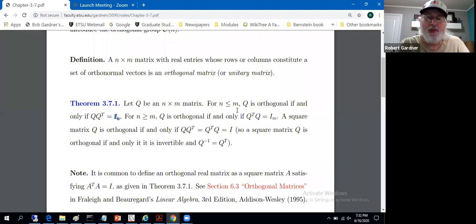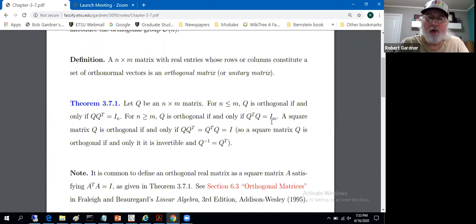In the second case, if n is greater than or equal to m, we'll still have a condition involving an identity matrix determined by the smaller dimension of the two, m in the second case. For n greater than or equal to m, Q is orthogonal if and only if Q transpose times Q equals an m by m identity matrix. Okay, so we had to reverse the order of multiplication from one of these to the other, and things are being driven, it seems, by the smaller of the two dimensions. We'll go through the proof and we'll see the role that plays.